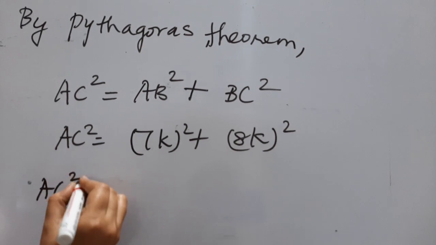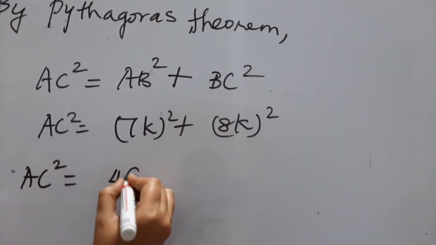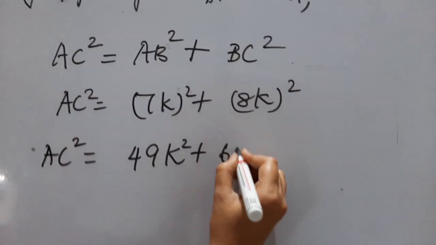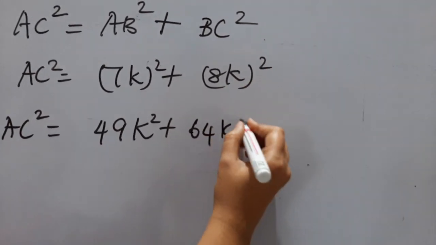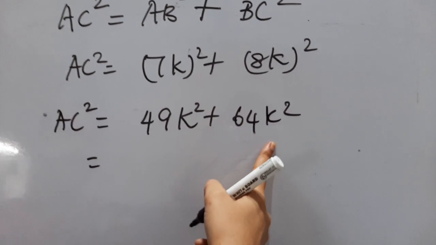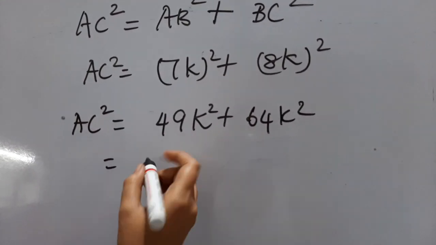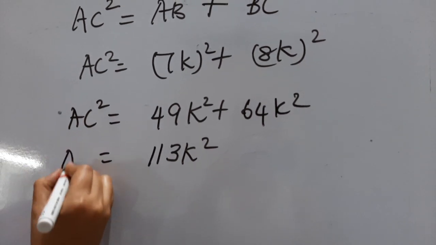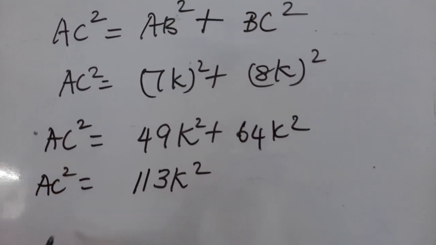AC square is equal to 7 square, which is 49, k square, plus 8 square, which is 64, k square. Since both are like terms, I can add them to get 113k square. AC square is 113k square.